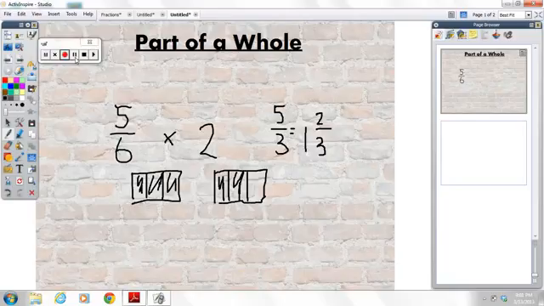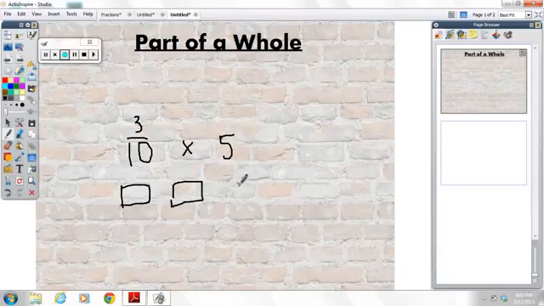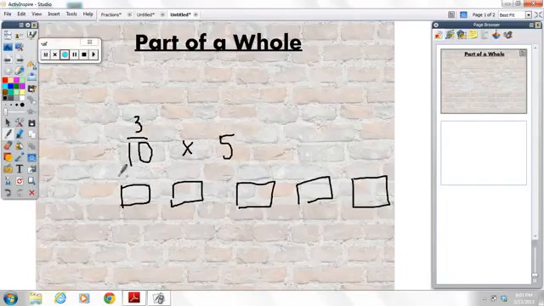Let me show you one more example. Okay, so now how would I model this? Well, I'm going to model this by making 5 boxes, because I'm multiplying 3/10 times 5. I'm going to find what 3/10 of 5 is equal to. Well, I have my 5 boxes here to represent the 5 wholes, and I'm going to take these 5 boxes and break them into 10 equal parts.